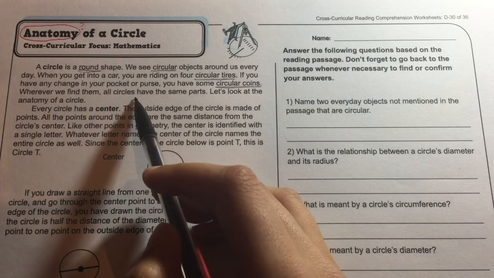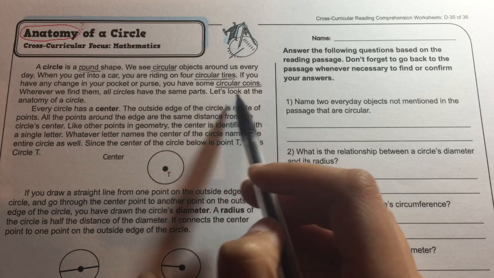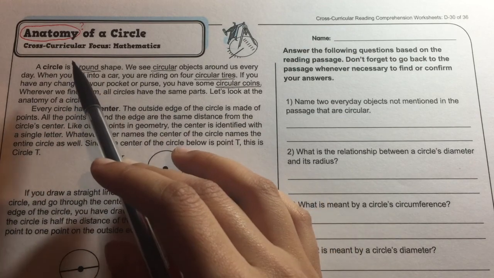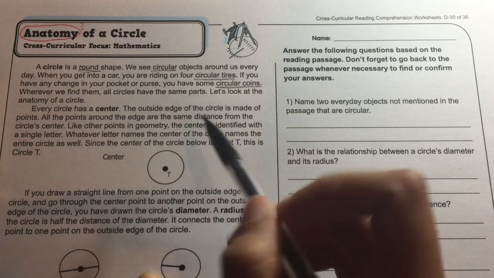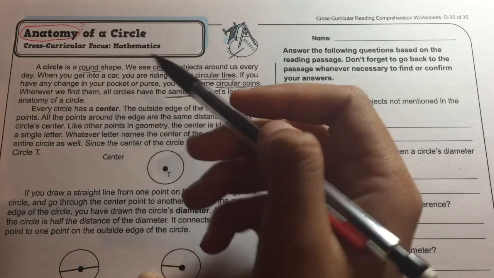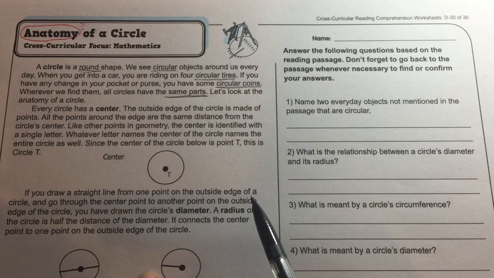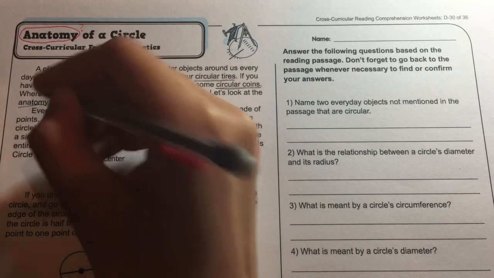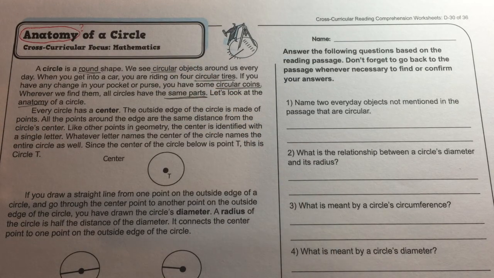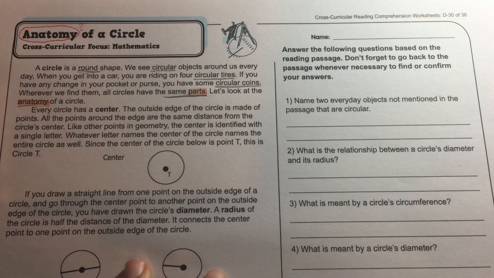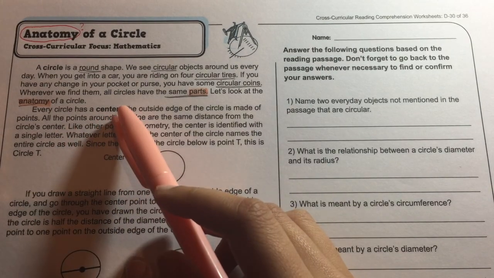Wherever we find them, all circles have the same parts. Let's look at the anatomy of a circle. I see now. So anatomy means parts, right? We're talking about the parts of the circles, the anatomy of the circle. So we're talking about what makes a circle. So anatomy is parts. So we can highlight that now. Parts, anatomy. Okay.